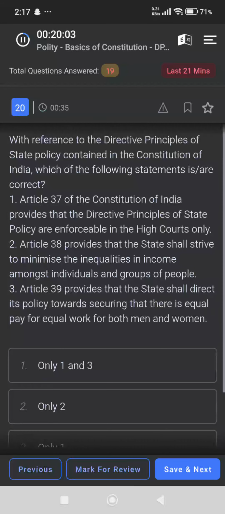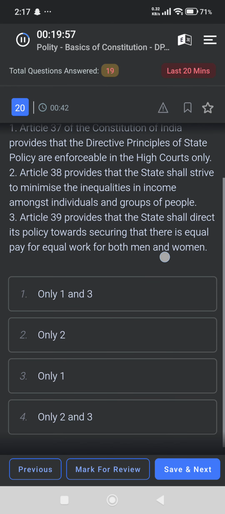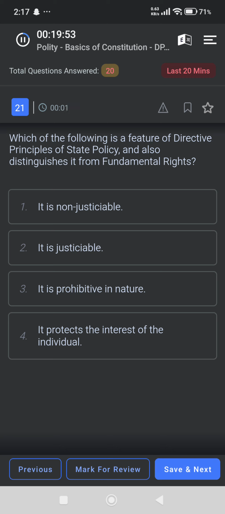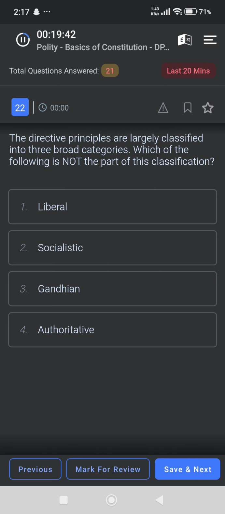Very easy. Statement 37 says they are enforceable, but we know DPSP are not enforceable, so statement 1 is not correct; then 2 and 3 are correct. Which of the following is a feature of DPSP and also distinguishes it from fundamental rights? It is non-justiciable. The directive principles are largely classified into three broad categories: liberal, socialist, and Gandhian, but not authoritative.